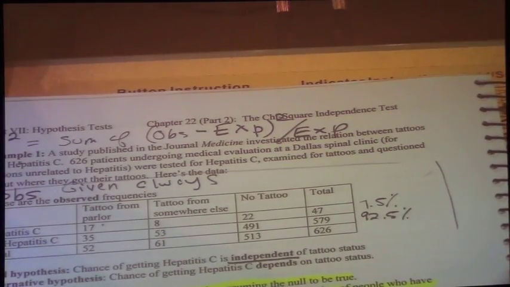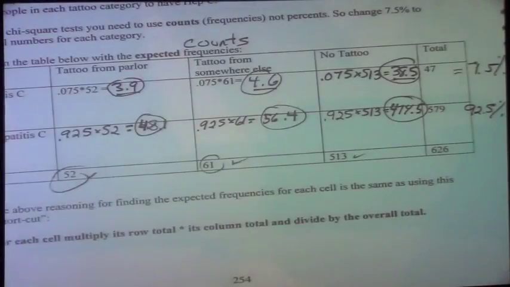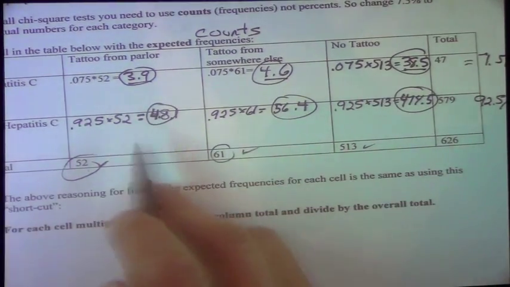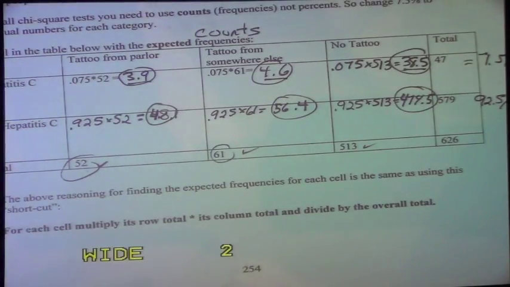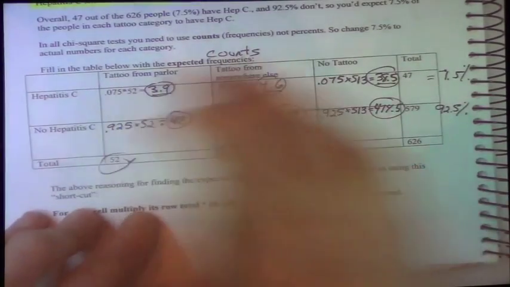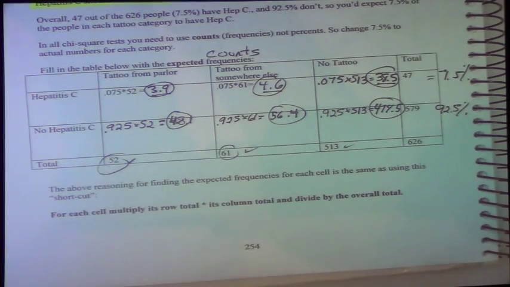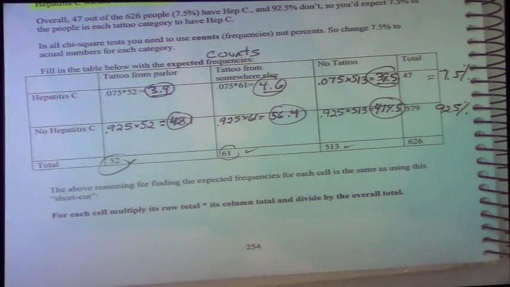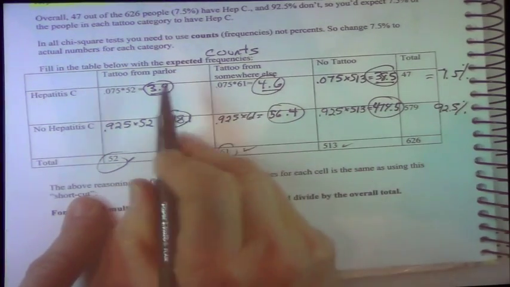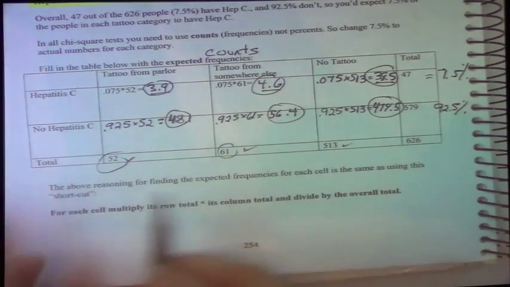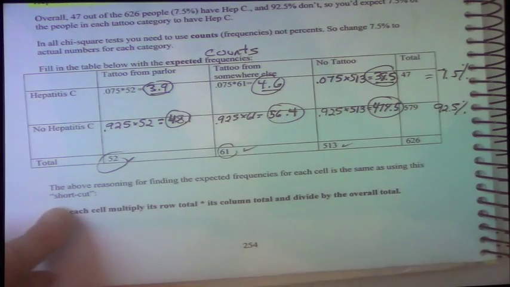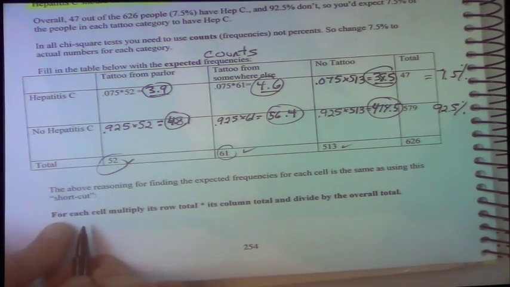So before we get into that calculation, before we get bogged down there, I just want to show you the shortcut that might help you, especially on the exam. Because you might somehow get into exam mode. Now that you understand this reasoning, there is a sort of, some people prefer this shortcut method of figuring out all these expecteds, okay? So the above reasoning for finding these expecteds is the same thing as using this shortcut.